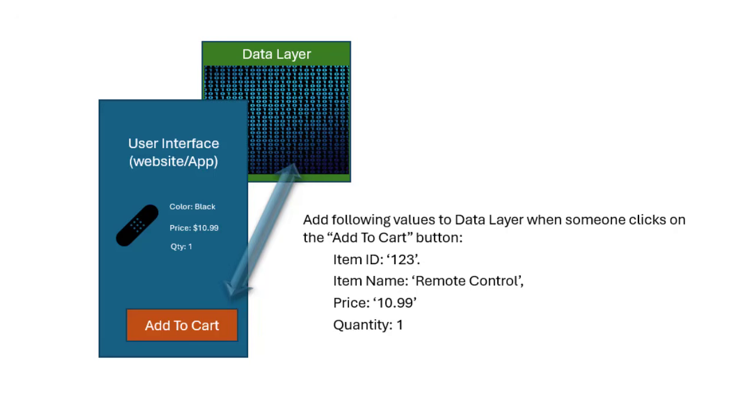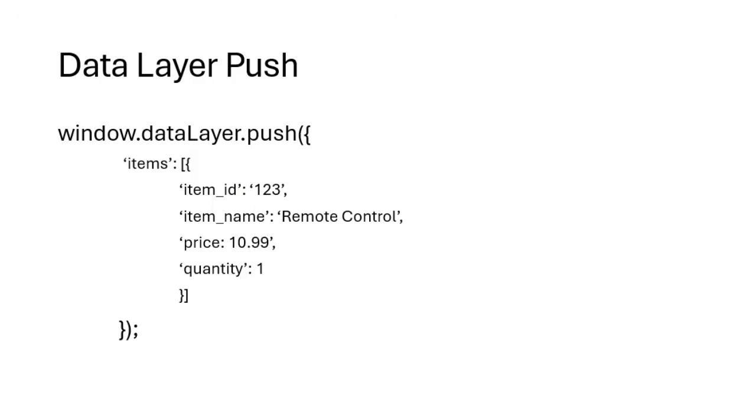In that scenario, developers can use a data layer function called push. This pushes the value of the product or any information that they want into the data layer. In this example, we're pushing an array called items with the item information. But you can push any values that you want in the data layer.